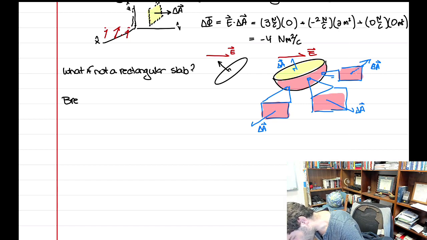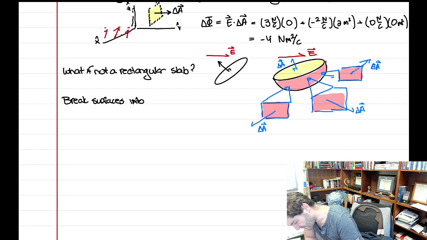So break surfaces into a bunch of tiny rectangular slabs.